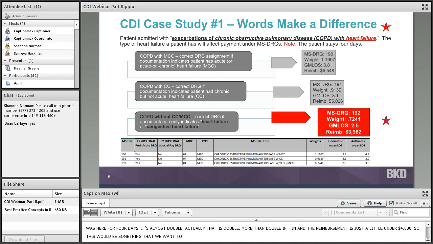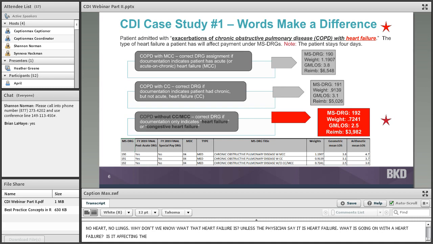So this would be something that we want to address. Nothing is really connecting. Why is the patient here for 4 days? We're treating something that's dealing with the heart and the lungs. Why don't we know what that heart failure is? It's not enough for the physician to state they have heart failure. What's going on with the heart failure? Is it affecting the COPD?